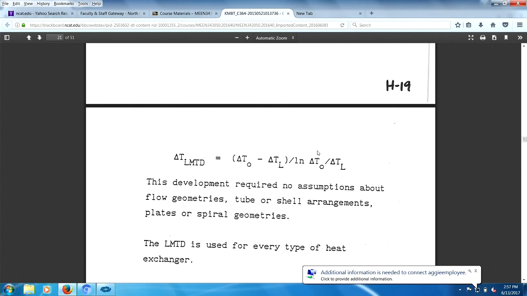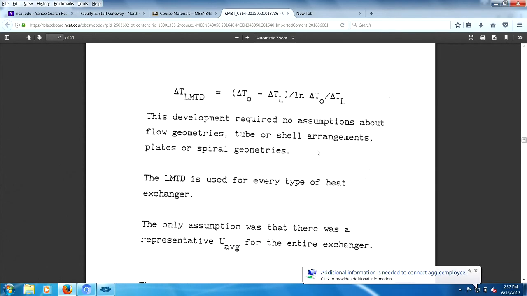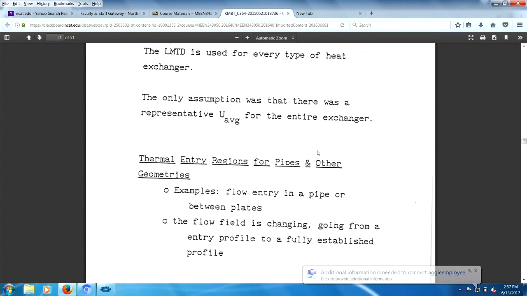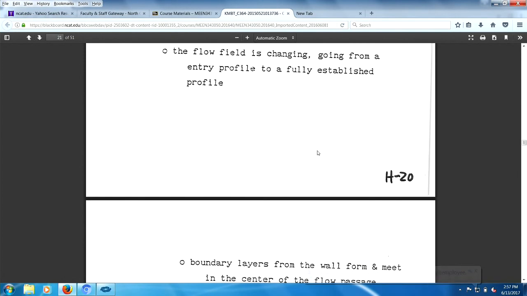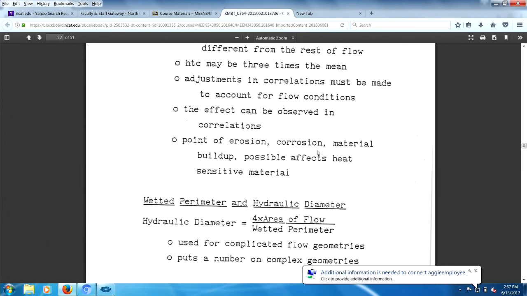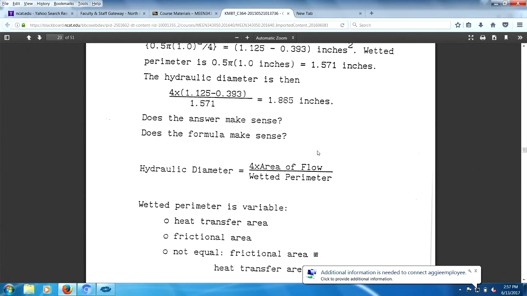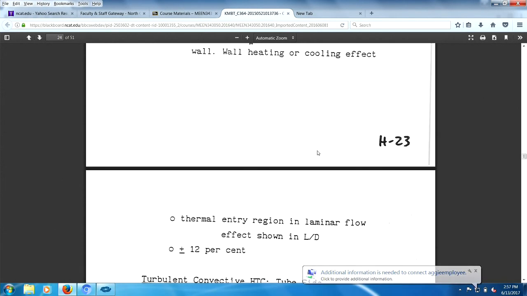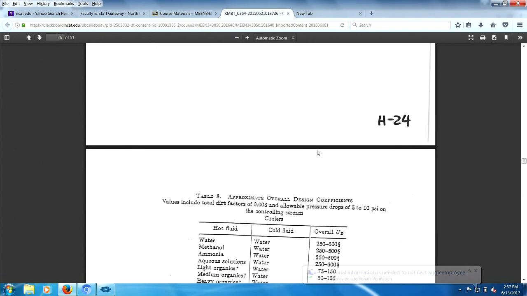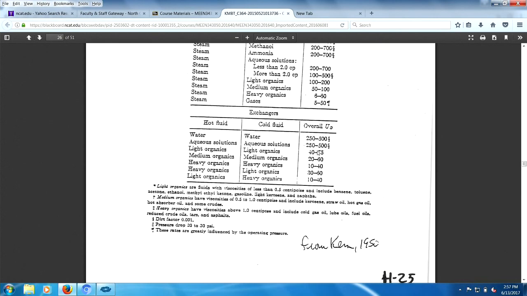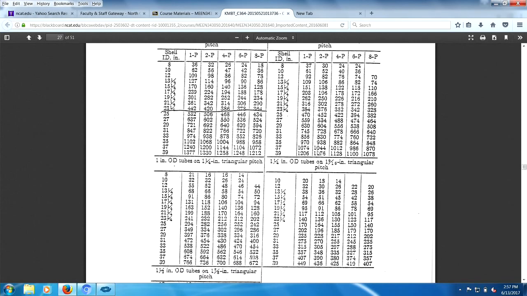Now, in the chemical business, in the chemistry purity business, you've got to get the surface chemically clean. That means you probably need 8 or 10 washes to get it chemically clean. Thermal entry region, you can read about that in your fluids book. Read about that later elsewhere. Anyway, so let's move ahead. Laminar flow plus heat transfer equals many problems. Overall heat transfer coefficients, Kern's book, there you go.